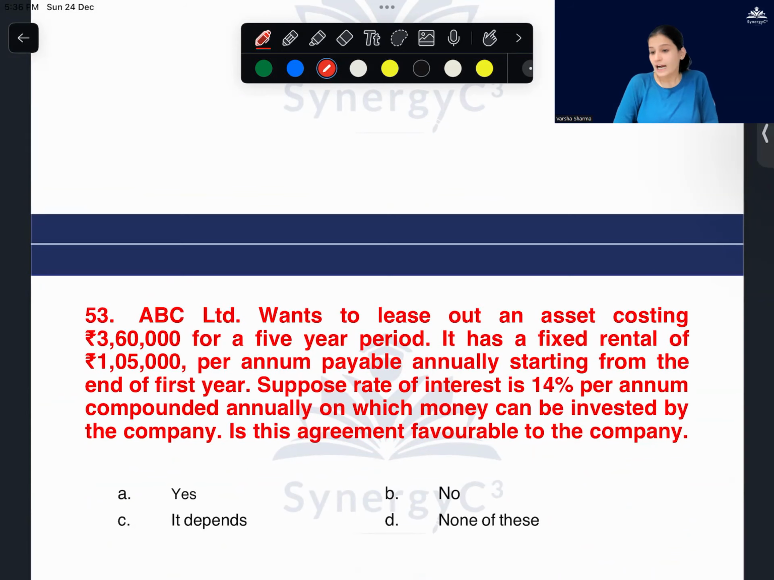Okay, let's read the question. I'm the company. I want to lease out an asset costing rupees, the cost of the asset, machine or whatever, is 3 lakh and 60,000. I am the company. That's right.